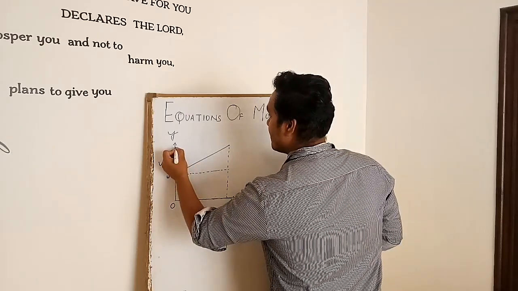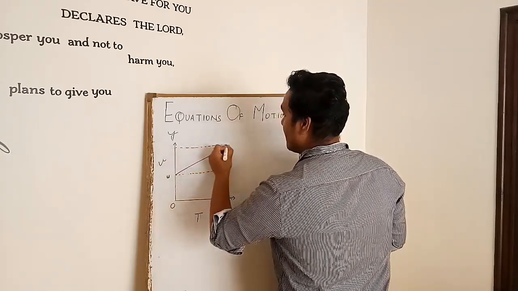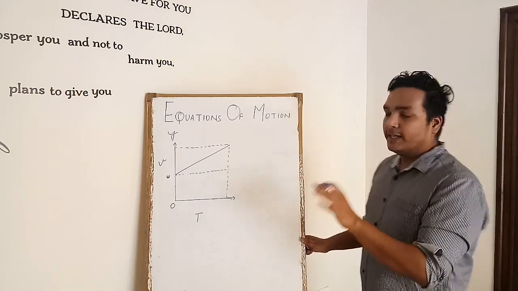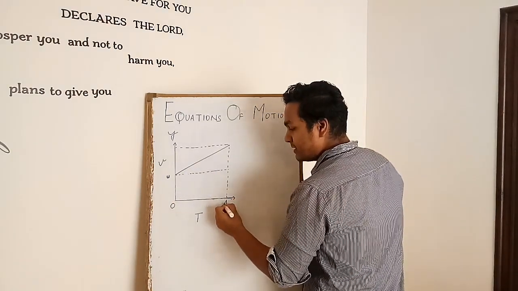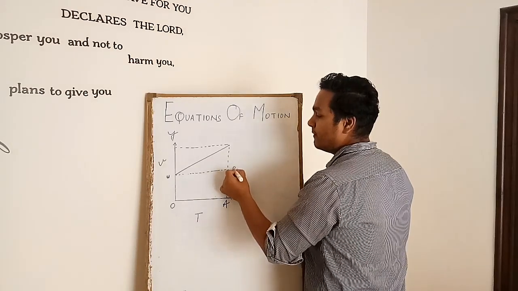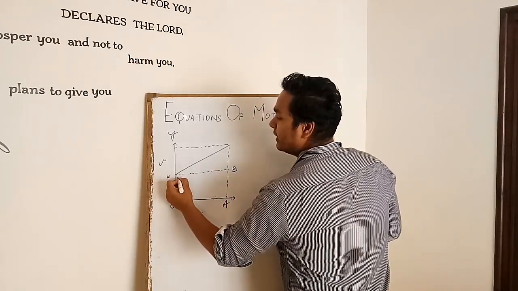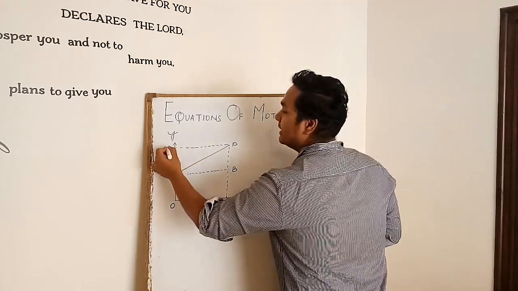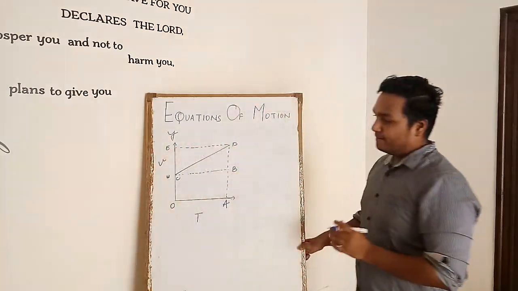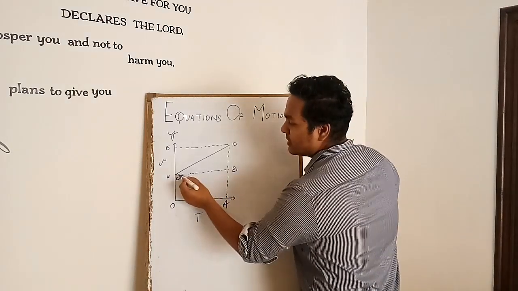Yeah, I'll name them. This is O, this is A, this is B, and these points are C, D, and E. And this is our slope.